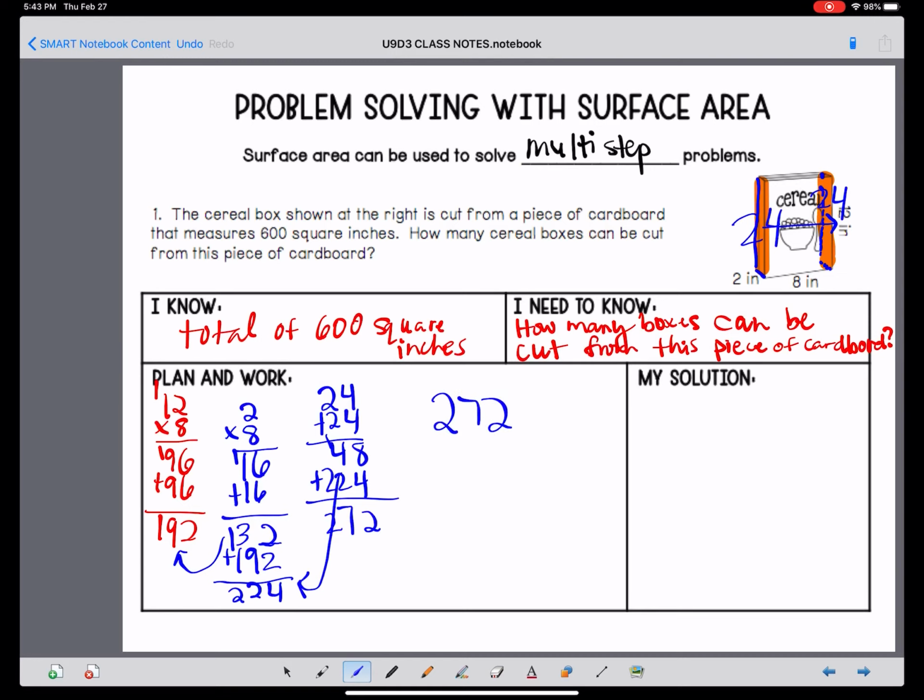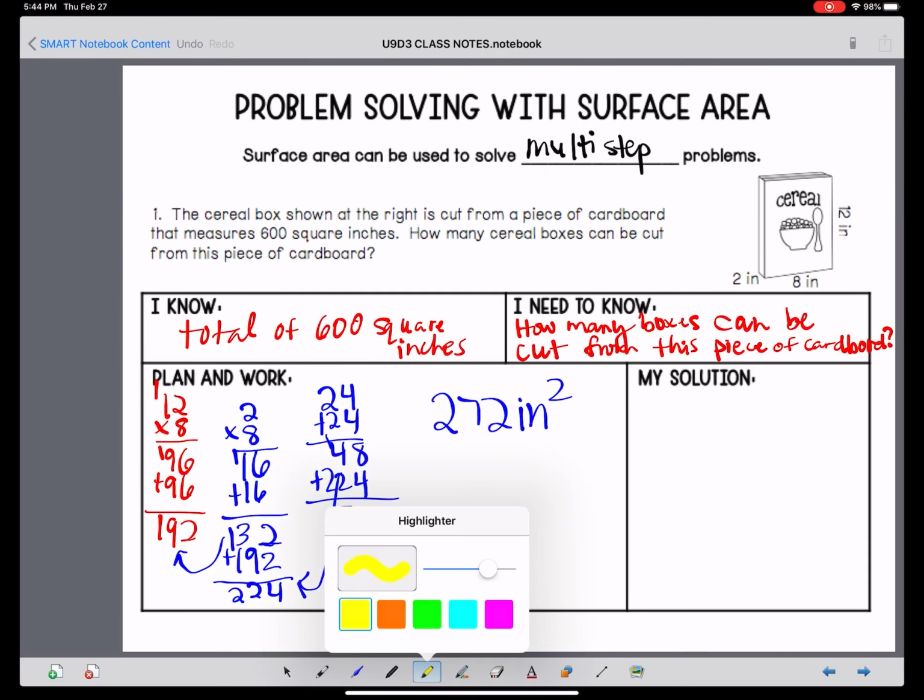$272. What is that telling us exactly? Well, what we did was we found the surface area of our cereal box. So our answer, because it's surface area, is going to be in inches squared, because area is always squared. Don't forget it.